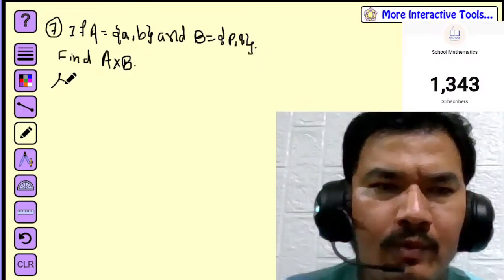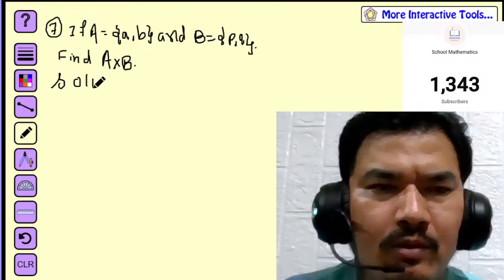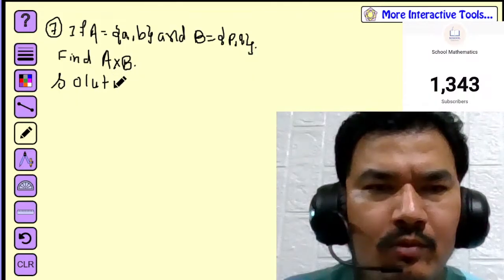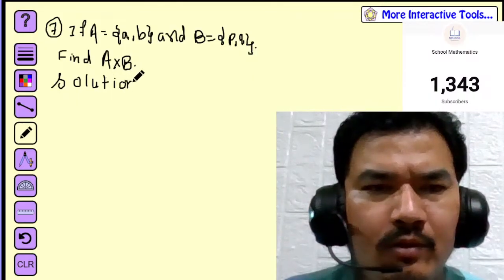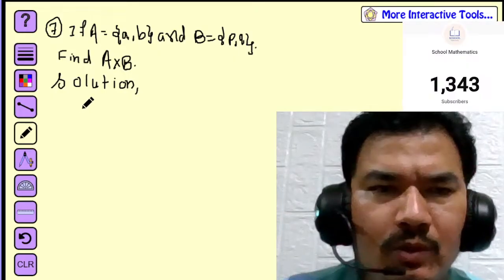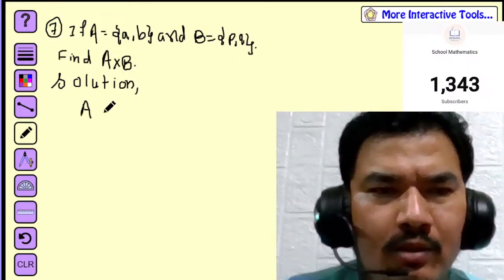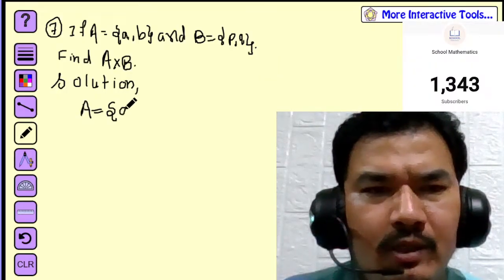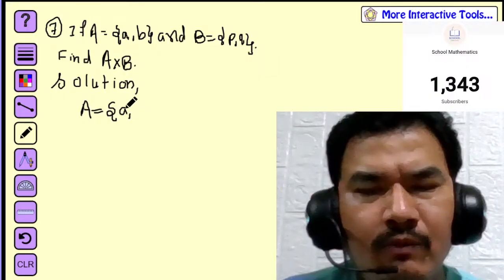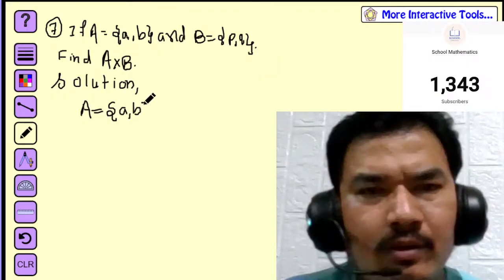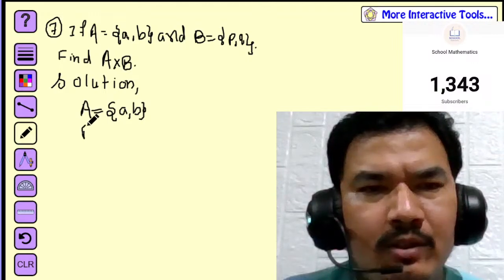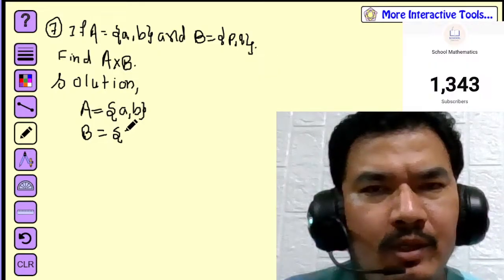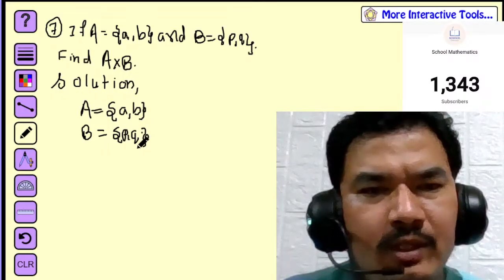Look, right here, the solution. In this solution, first of all we write the given values here. A equals, right here, {A, B}. Then B equals, the given set, look there, children, right here {P, Q}. These are the two sets given here.